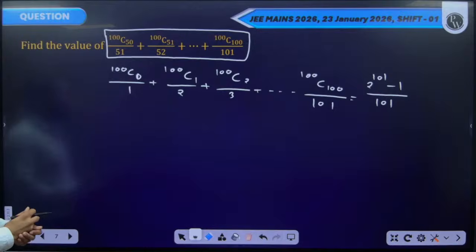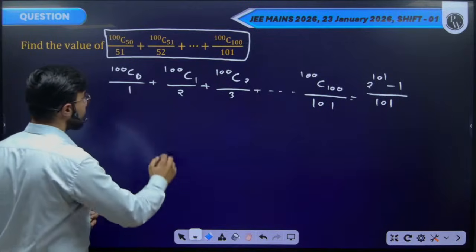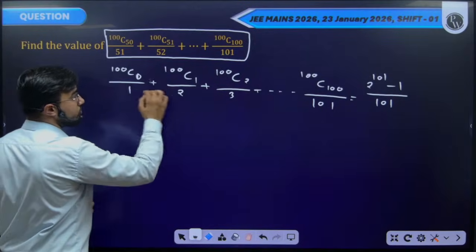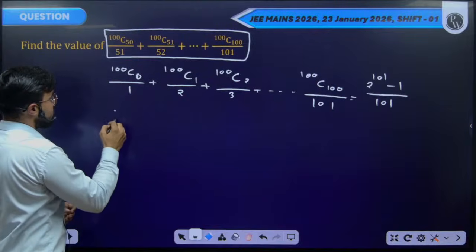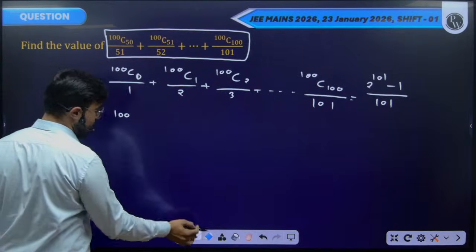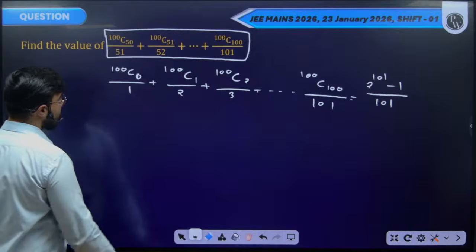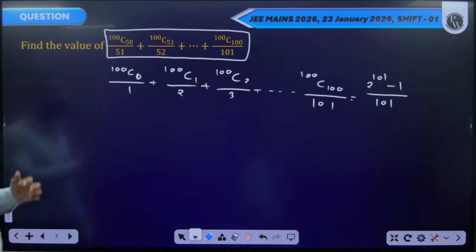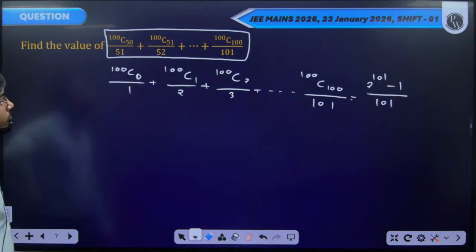So how can we proceed? See, this value is similar to 100C100. What can we use here?